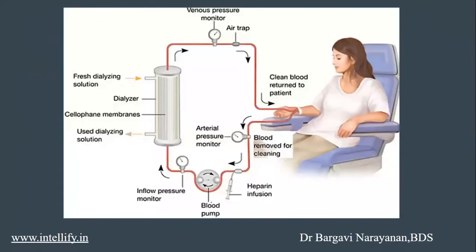So this is a picture of hemodialysis. Basically, the blood is removed from the body. Heparin is infused. Now it goes through a dialysis unit containing cellophane paper, where the impurities are removed, and then afterwards it passes on, removing any air embolism, and the clean blood is returned into the patient. So this basically acts as an artificial kidney.